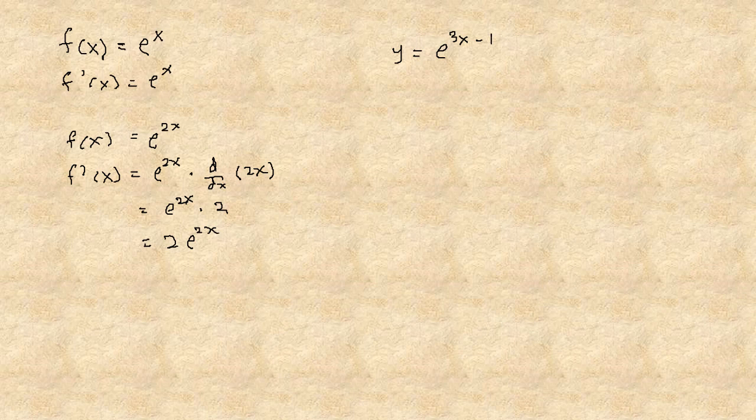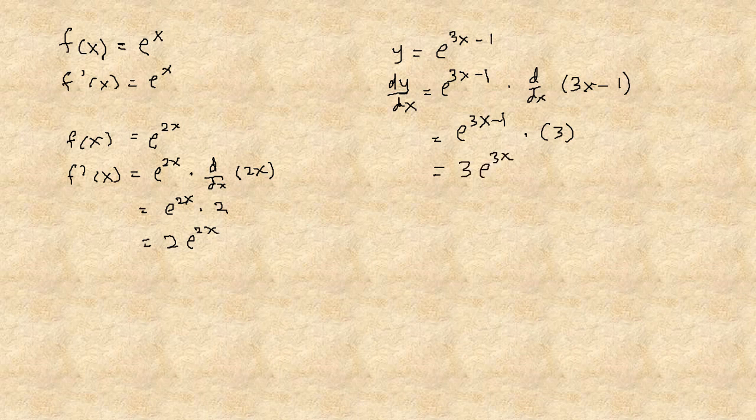Let's try the next example. We have y equal to e to the power of 3x minus 1. So differentiate function y with respect to x, dy over dx equal to, first differentiate exponent, we write the function e to the power of 3x minus 1, and then multiply by, we need to differentiate function 3x minus 1. So here we have e to the power of 3x minus 1 multiply by differentiate 3x minus 1, we get 3. So the answer is 3e to the power of 3x minus 1.